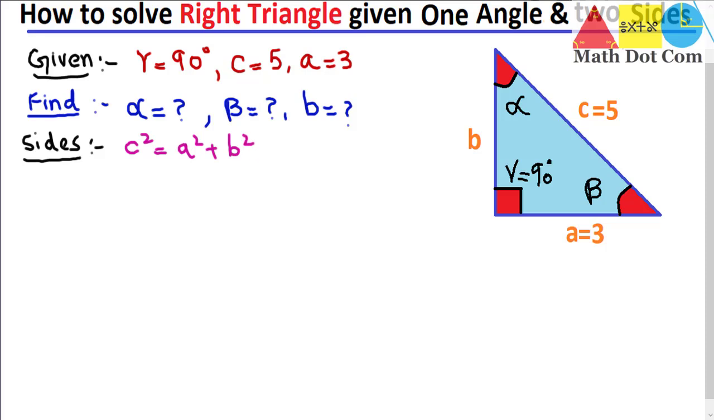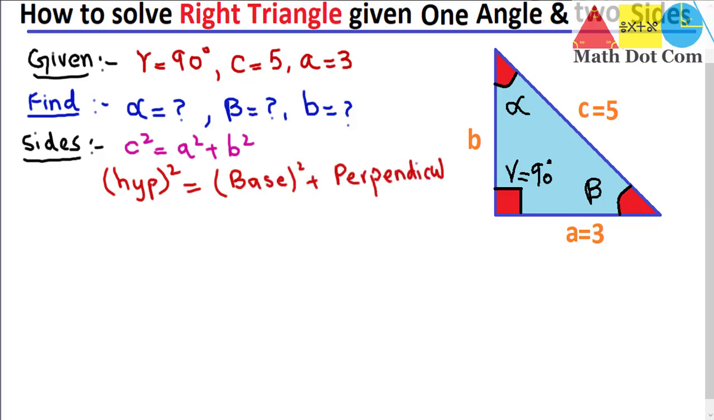Now don't get confused with this ABC. You must know that the Pythagoras theorem is actually defined in terms of the hypotenuse square. So it is not necessary that your hypotenuse must be labeled with C. The necessary thing is hypotenuse square equals base square plus perpendicular square. So this is all about the Pythagoras theorem. Here the known sides are this, the hypotenuse, this, the base, and this, the perpendicular with respect to the 90 degree angle.